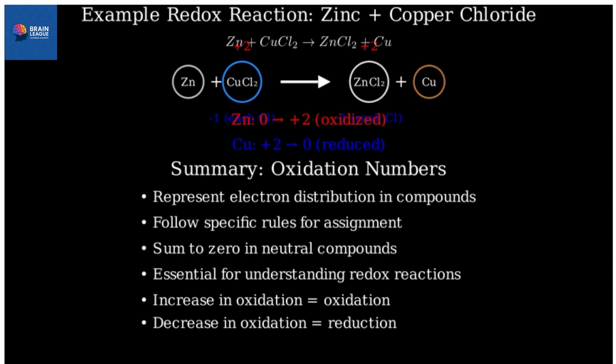Remember the key rules we discussed for assigning oxidation numbers, especially that the sum in a neutral compound must equal 0. With practice, determining oxidation numbers will become second nature, and you'll gain deeper insight into the chemical reactions you study.